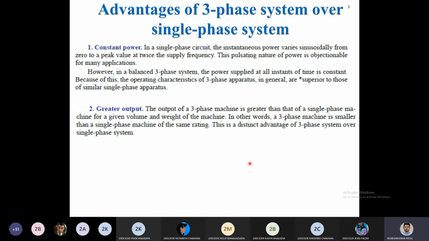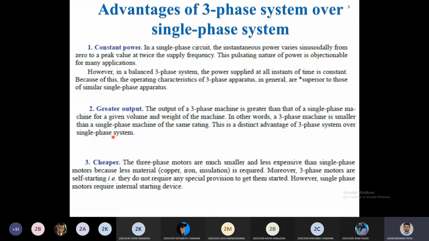So if you take this same size of machine, both machines, your three-phase machine would be outperforming the single-phase machine. So output power would be greater in the case of a three-phase machine. That's what he wants to say. This is the distinct advantage of the three-phase system over the single-phase system. That's why, due to all these advantages, we have moved to the three-phase system.